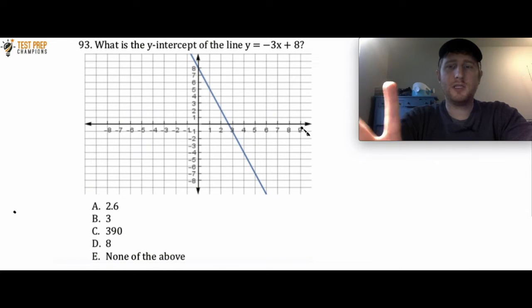So there's two ways to do this question, all right? Whenever you have a graph, it's pretty easy because we just have to look and see where the line crosses the y-axis, and we can see that it crosses at 8. But if you weren't given this graph, you could just use this equation, y equals negative 3x plus 8. All you would do is put a 0 in for x, and negative 3 times 0 is just 0. You're left with the 8, so that would also tell you that y equals 8, the y-intercept equals 8. So two ways to do this, but D is the correct answer here.